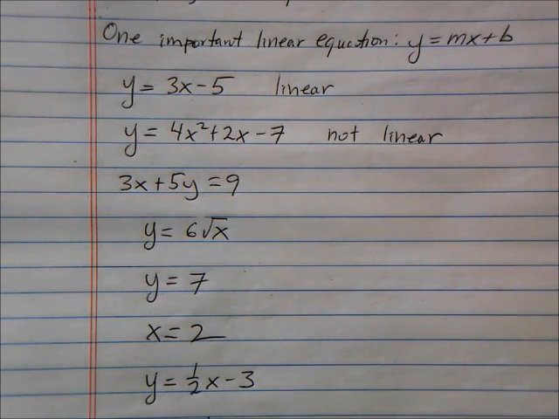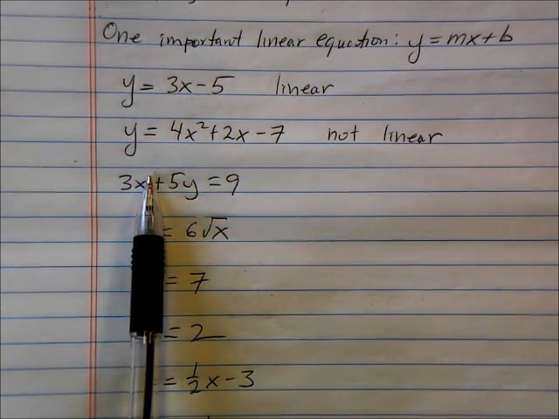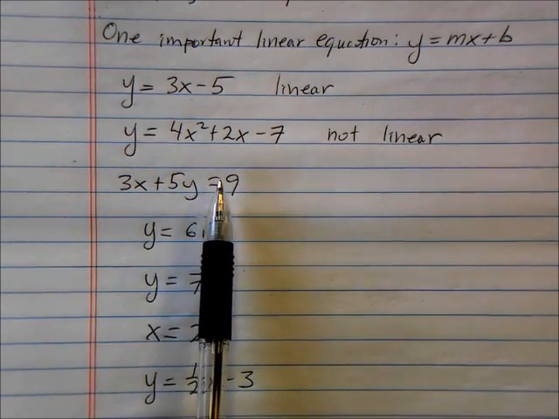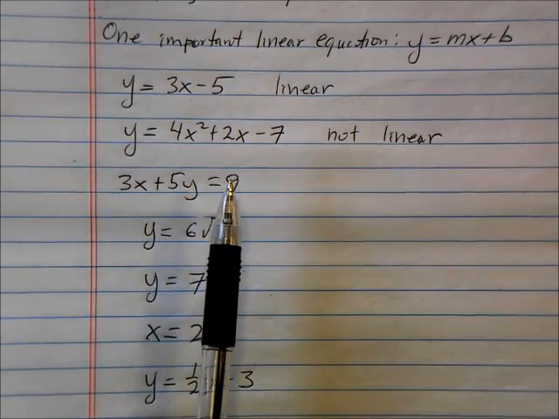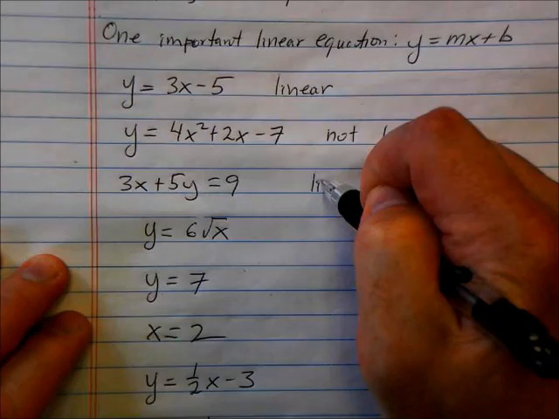When you get y all by itself, are you going to have any powers or anything like that? No, and that's really the key to this one. I look at my variable x. X has a power, but the power, we don't write it. The power is really a 1. The y also has a power. The power is 1. That's what tells you it's linear. It's linear if all the powers are simply the number 1. So this one is linear.